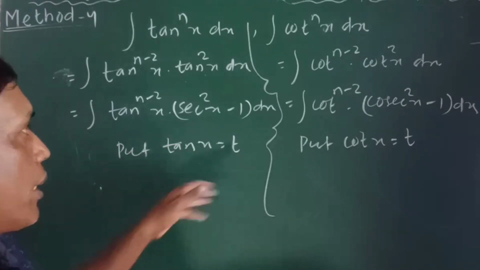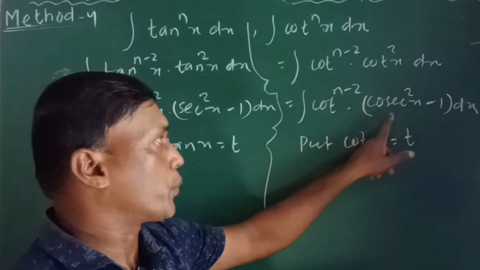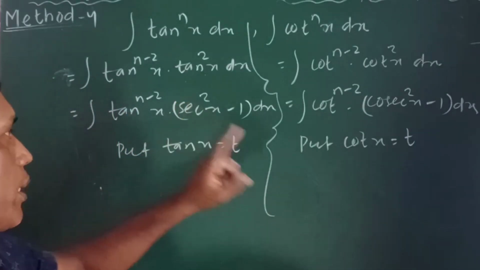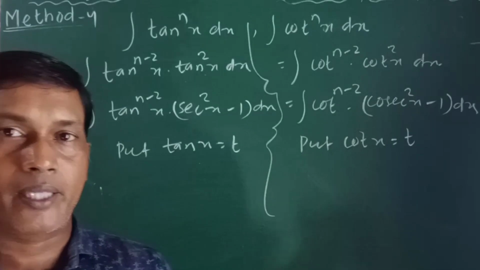And here also, in case of cot power, separate cot square, put cot square equal to cosec square minus 1 and then cot x equal to t. Why? Derivative of tan x is sec square and of cot x is cosec square. So this is the simplest trick to integrate tan to the power nx and cot to the power nx.